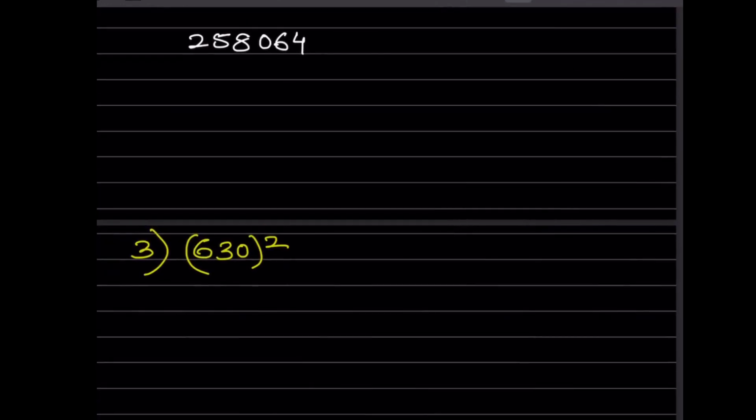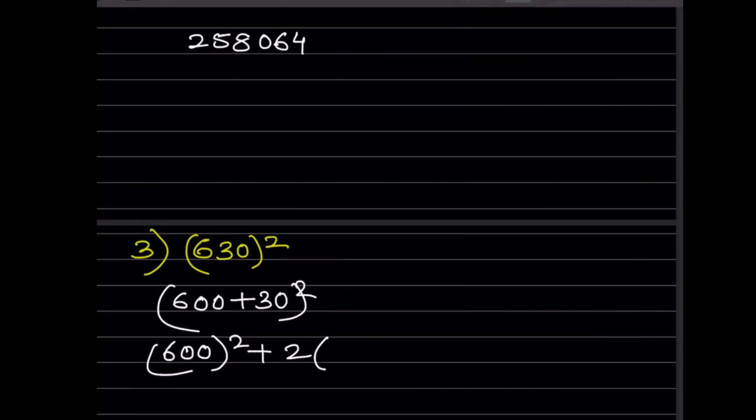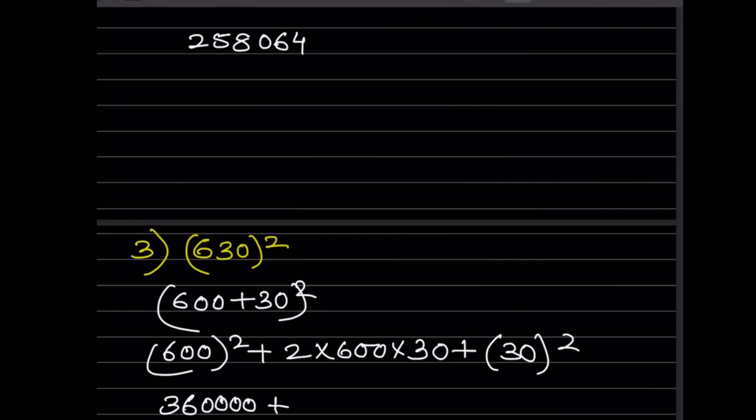Now this is going to be again 600 plus 30 square. So 600 square plus 2 into 600, or you can also put the multiplication here, into 30 plus 30 square. So 6 6s are 36 and 4 zeros, plus you will take all together this one. So this is going to be 36,000, plus here this is going to be 9, so this is going to be 900. So this should be 396,900.